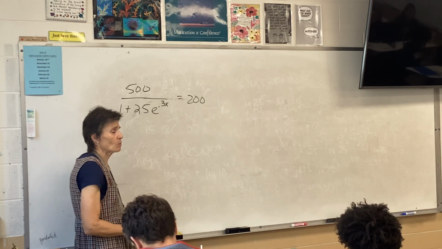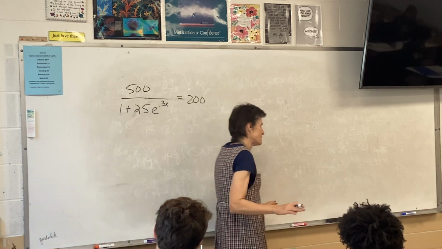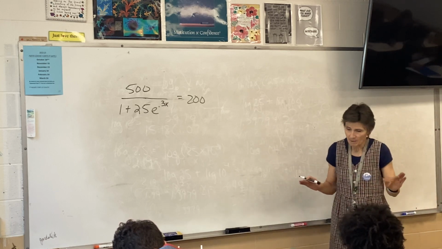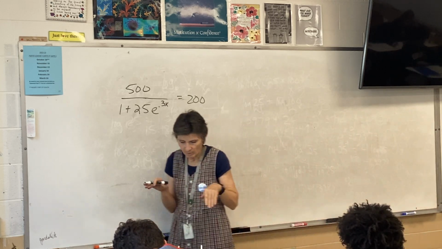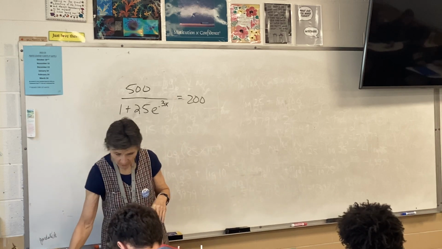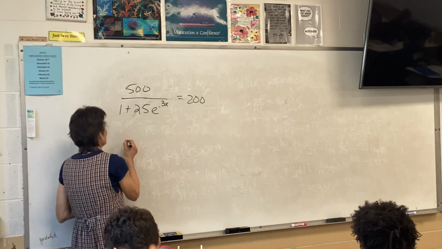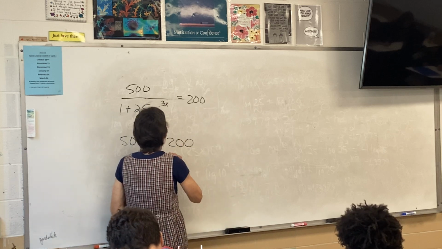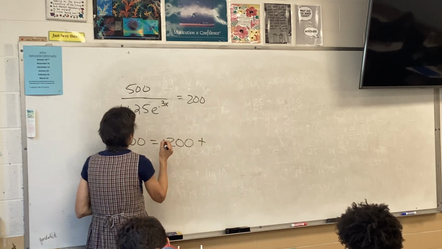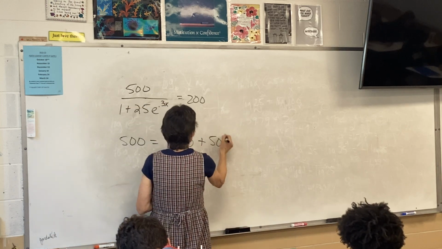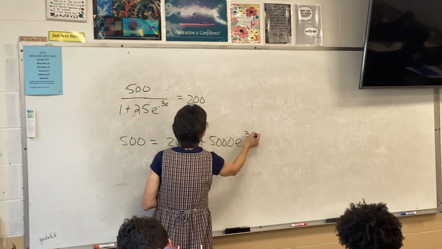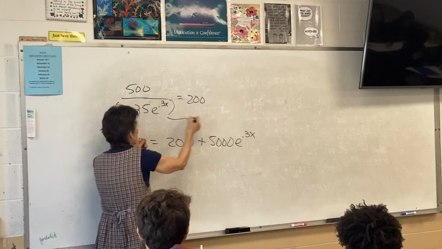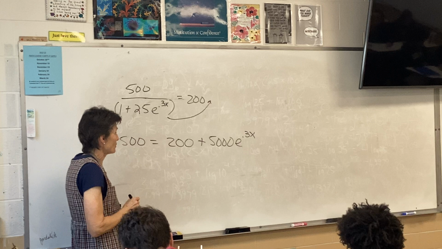All right, here we go. You've got to solve this equation. This is way, way easier than the one we did before lunch. That one was a monster. This one is so easy compared to that. What do you want to do first? Clear the fraction. So 500 equals 200 plus, is that 5,000? Double check that. Is that okay with everybody? Just multiplying this over to here and distributing?